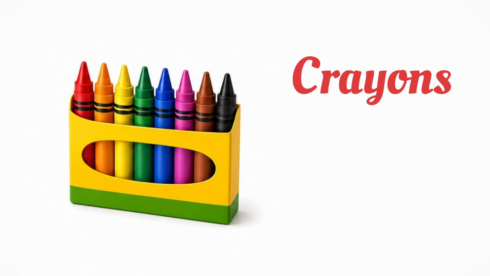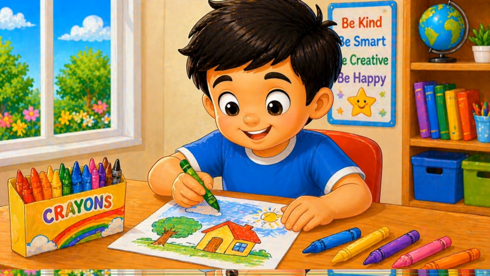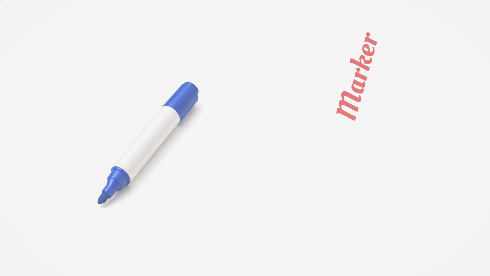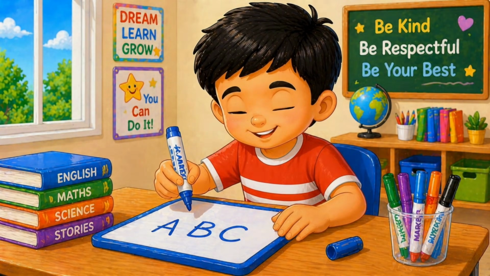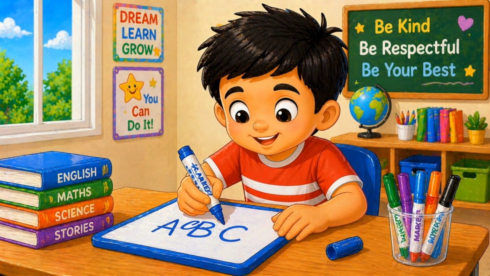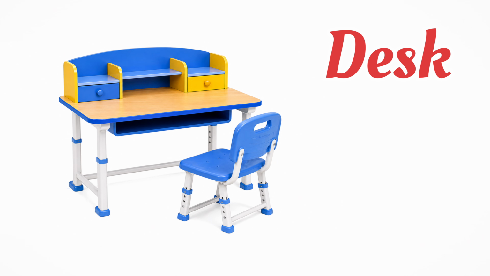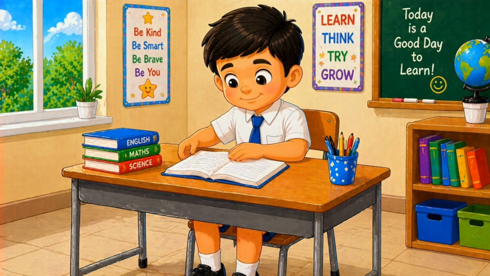These are crayons. I color with crayons. This is a marker. I write with a marker. This is a desk. I sit at my desk.